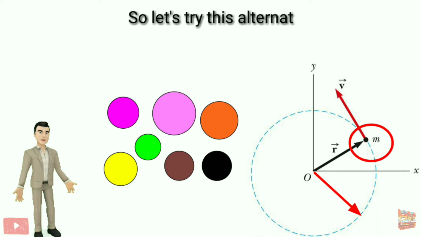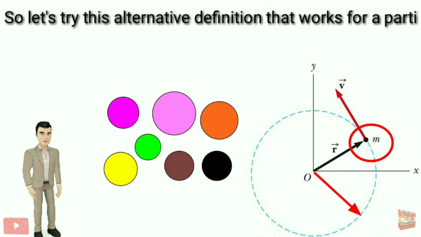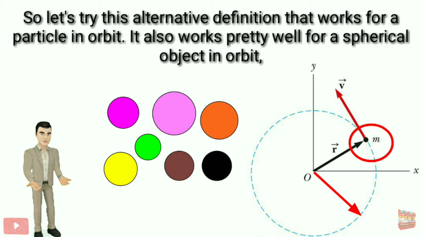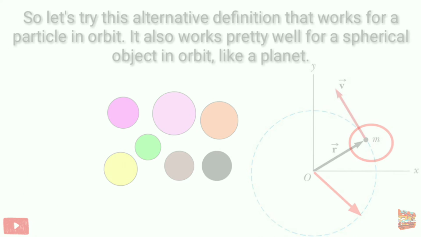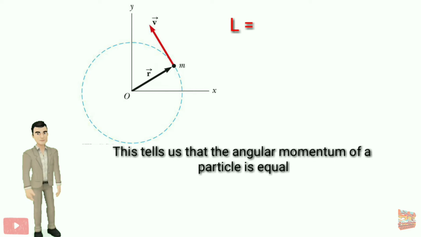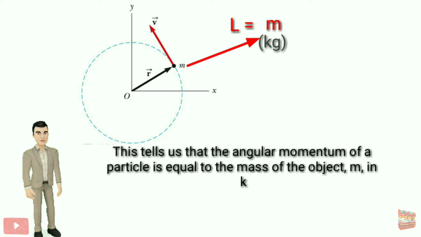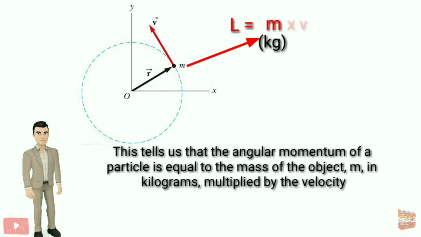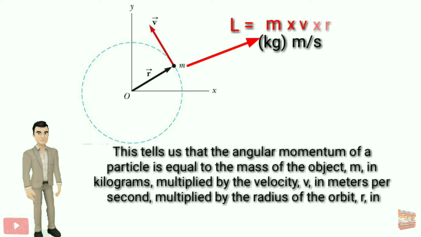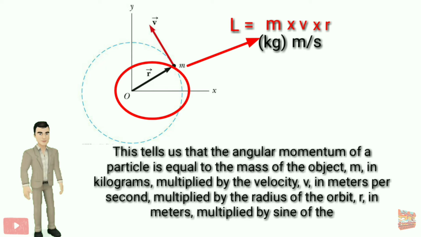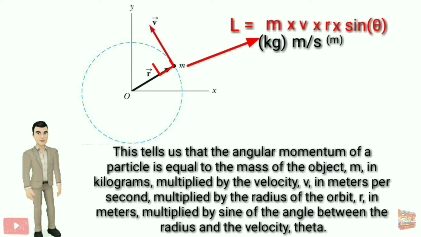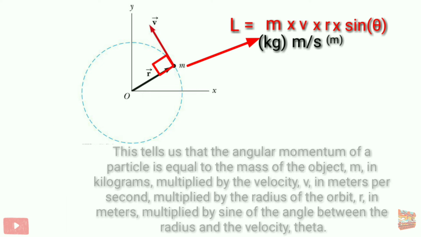So let's try this alternative definition that works for a particle in orbit. It also works pretty well for a spherical object in orbit, like a planet. This tells us that the angular momentum of a particle is equal to the mass of the object, m, in kilograms, multiplied by the velocity, v, in meters per second, multiplied by the radius of the orbit, r, in meters, multiplied by sine of the angle between the radius and the velocity, theta.